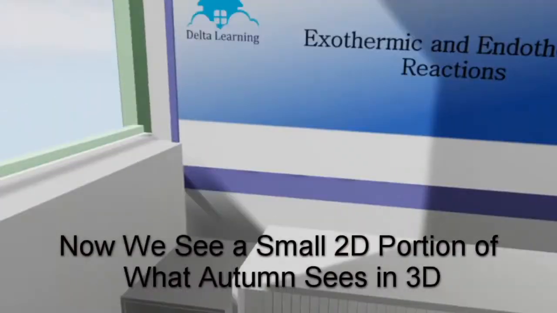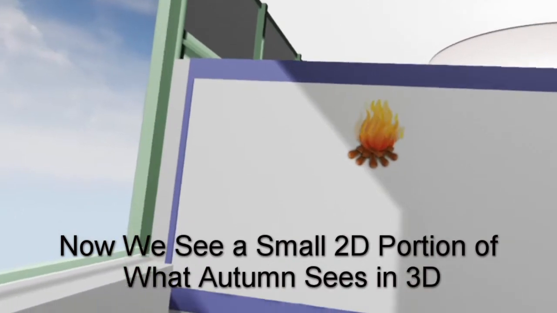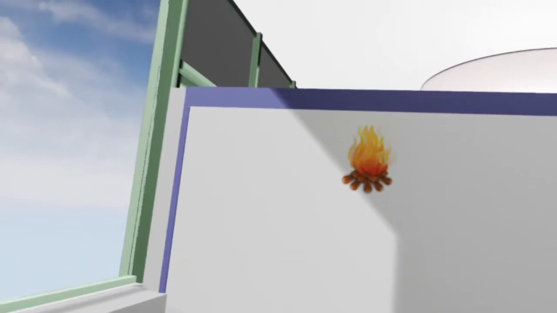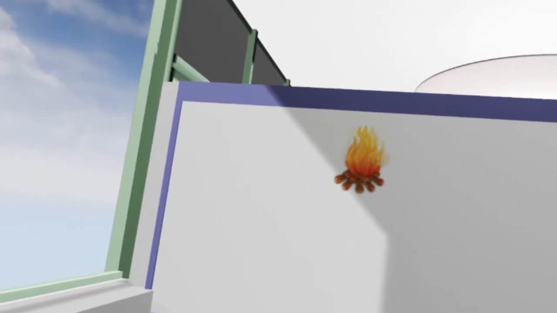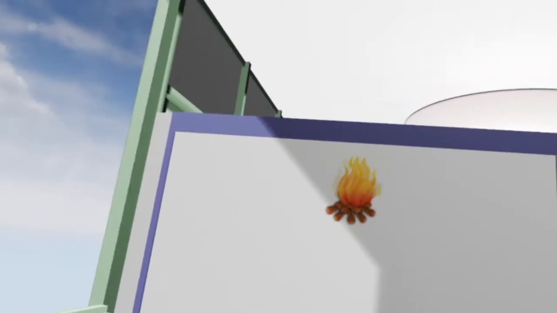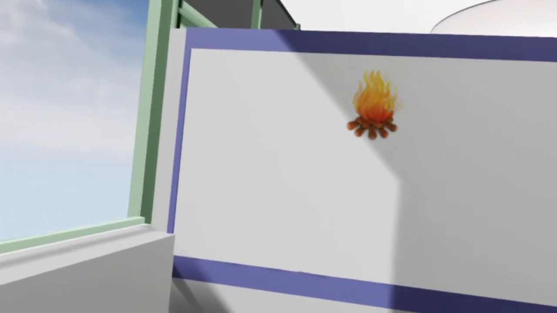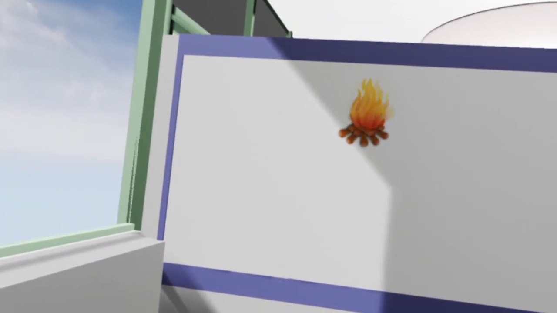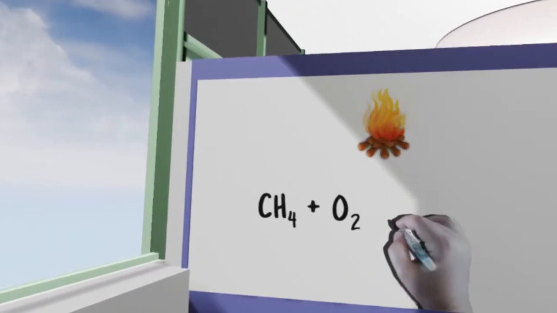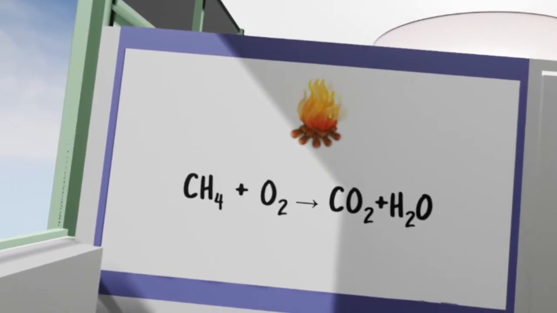Welcome to Delta Learning Labs. Today we are going to learn about energy stored in chemical bonds. Have you ever felt heat coming off a fire? That heat is energy coming from the chemical reaction of the burning wood. In a burning fire, wood and oxygen react to form carbon dioxide and water. The simplified chemical formula for burning wood is CH4 plus O2 reacts to form CO2 plus H2O.